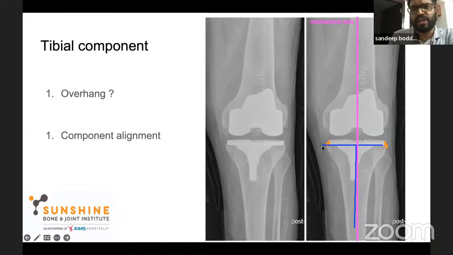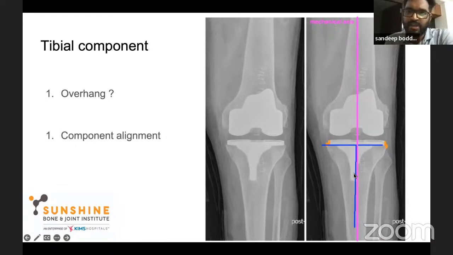And the next is component alignment. Here in the pink line, you can see the mechanical axis. Frequently postoperatively, we take only implant-covering X-rays of the distal femur and proximal tibia. We don't take long leg X-rays, so it is difficult to assess the mechanical axis. So let us take the anatomical axis. Here in blue color, we have the anatomical axis. Here you can see the implant is almost along the anatomical axis.